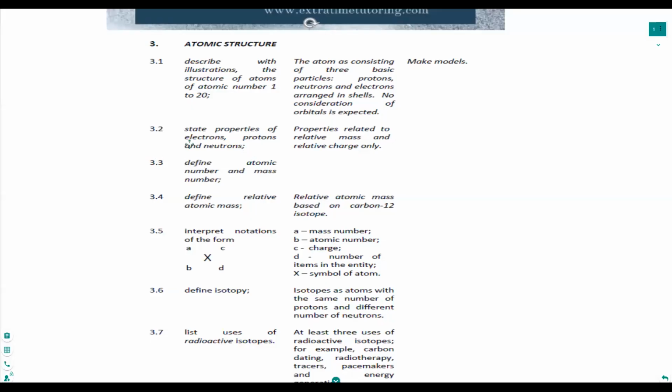So we also need to state the properties of electrons, protons, and neutrons, which are the subatomic particles found inside of our atom. So we will be discussing those. We need to define the terms atomic number and mass number. And we also need to define the term relative atomic mass and see how it is related to carbon-12.